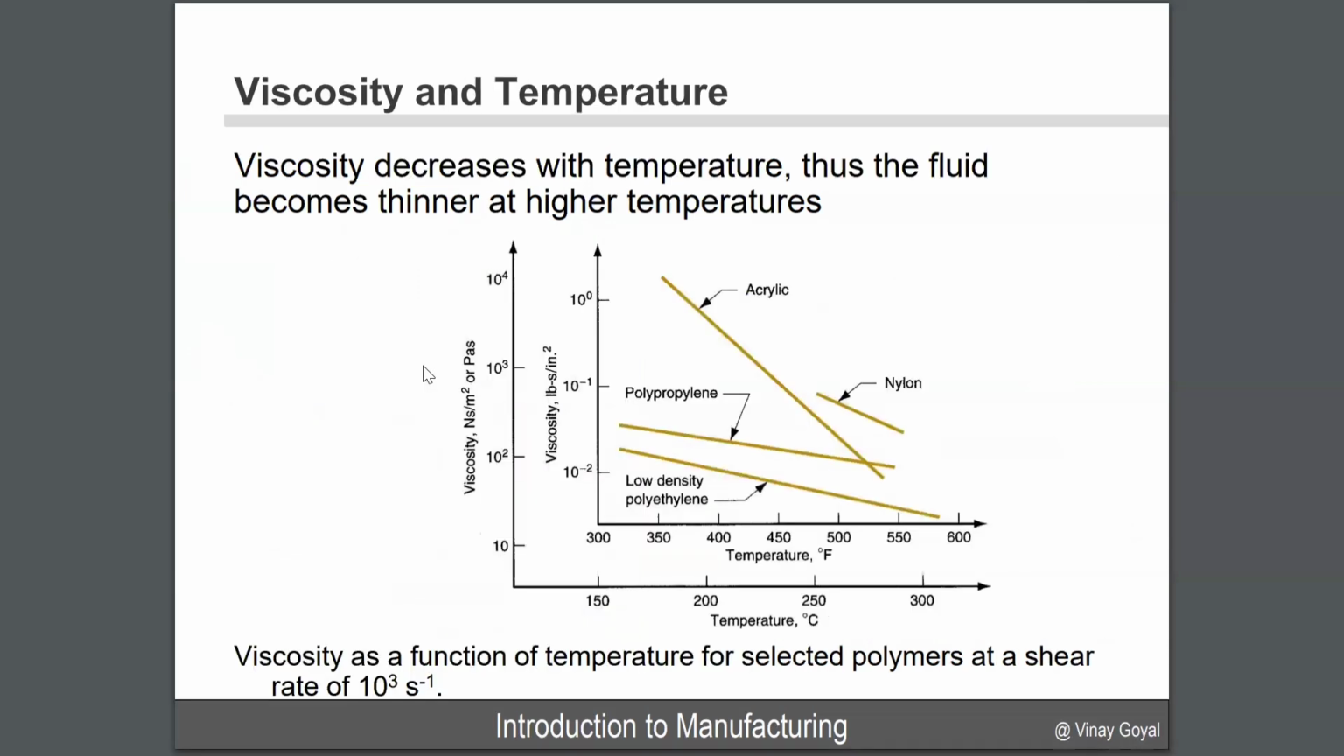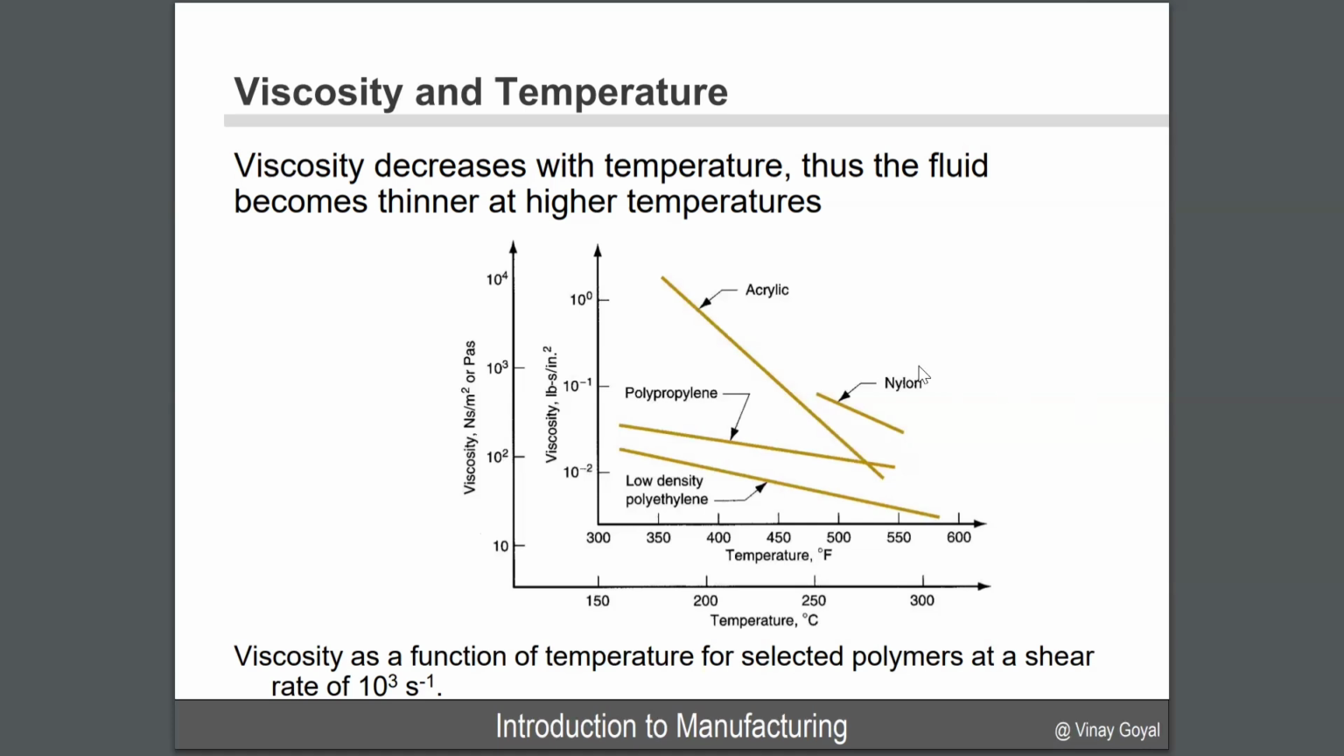Now let's look at viscosity and temperature, how viscosity changes with temperature. On the y-axis, I have viscosity, and on the x-axis, I have temperature. What you see here is that viscosity decreases as the temperature goes higher. In other words, the fluid is becoming thinner at higher temperatures, allowing us to more easily shape these materials. These plots are a function of temperature for a few polymers like nylon, acrylic, polypropylene, and low density polyethylene, and those are provided for a particular shear rate of 10 to the 3 per second.